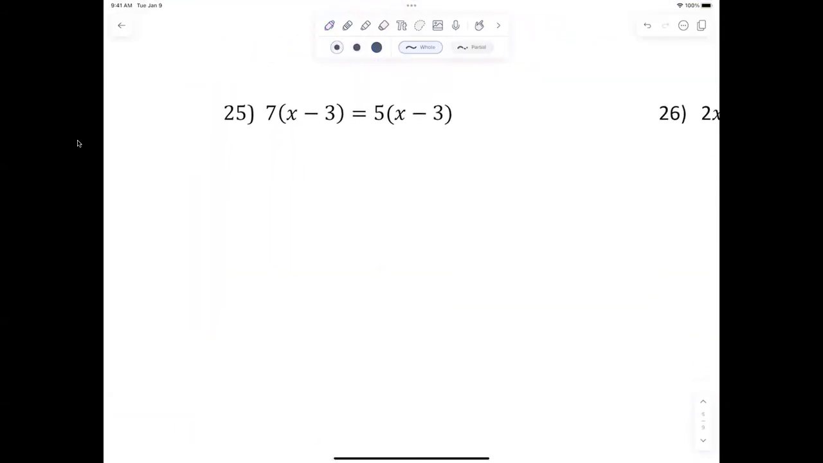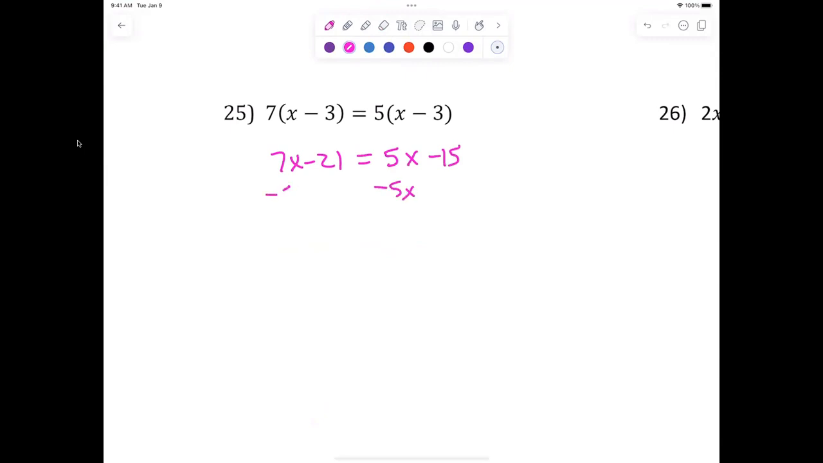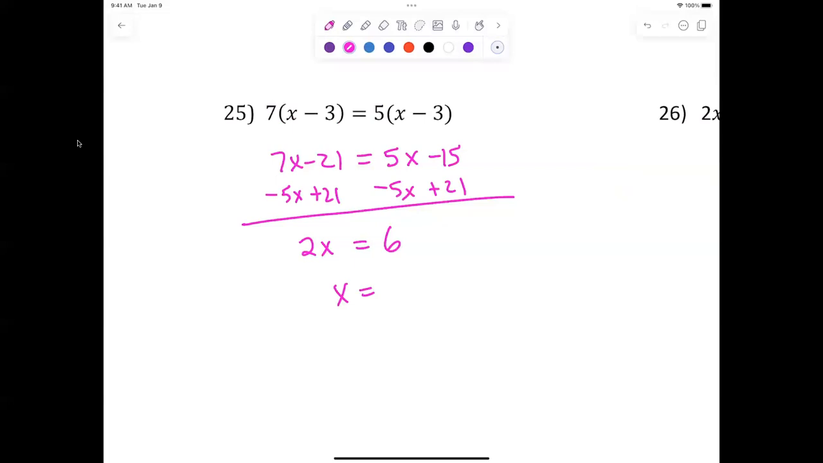Number 25. Come on, let's distribute now. 7x minus 21 equals 5x minus 15. Minus 5x, plus 21, plus 21. 2x equals 6. X equals, is it 6 divided by 2 or 2 divided by 6? 6 divided by 2, which we know is 3. All right. Hopefully you're seeing it. Lots of examples, lots of practice.